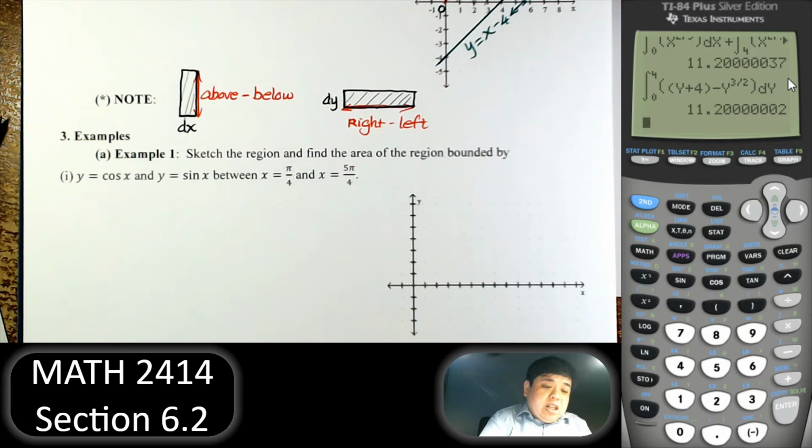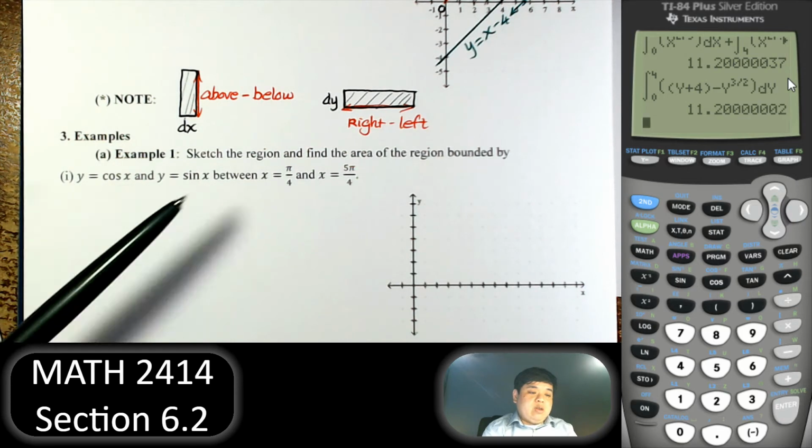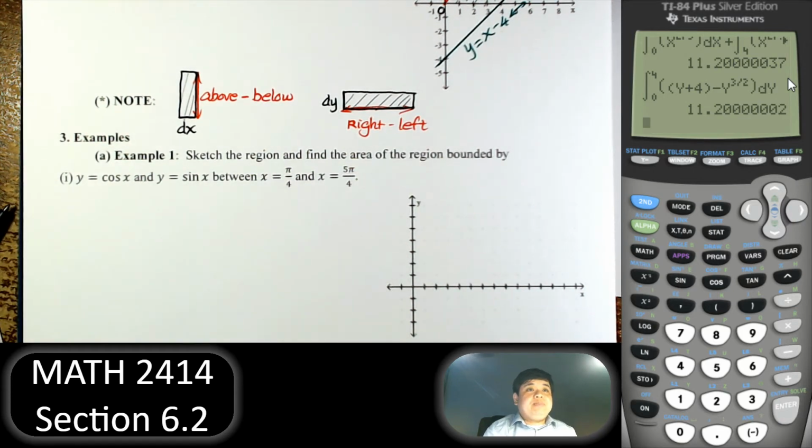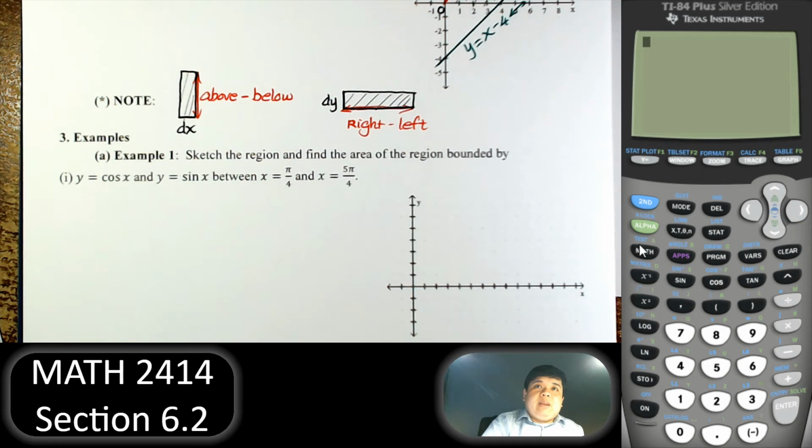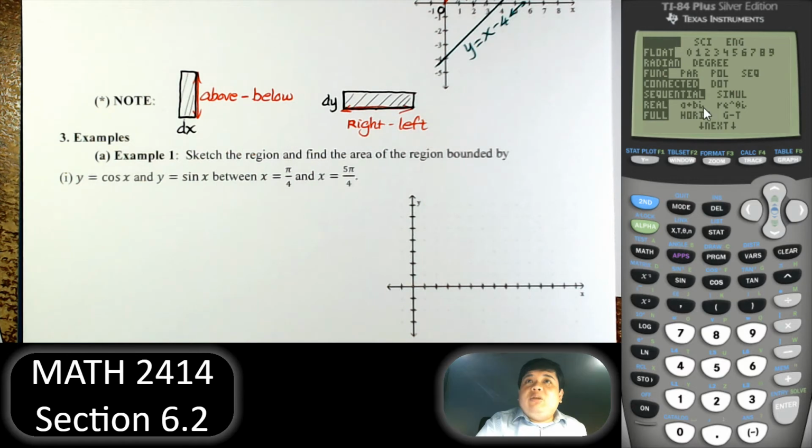Right. Next, in this example, we try to sketch and find the area bounded by y equal to cosine of x, y equal to sine x from here to there. Usually, if we want to find the area, in this case, the simple trick is we know the integral from pi over 4 to 5 pi over 4. So that part's easy. What we need to determine is which one is above, which one is below. What if we don't know? I said we don't even need to know.